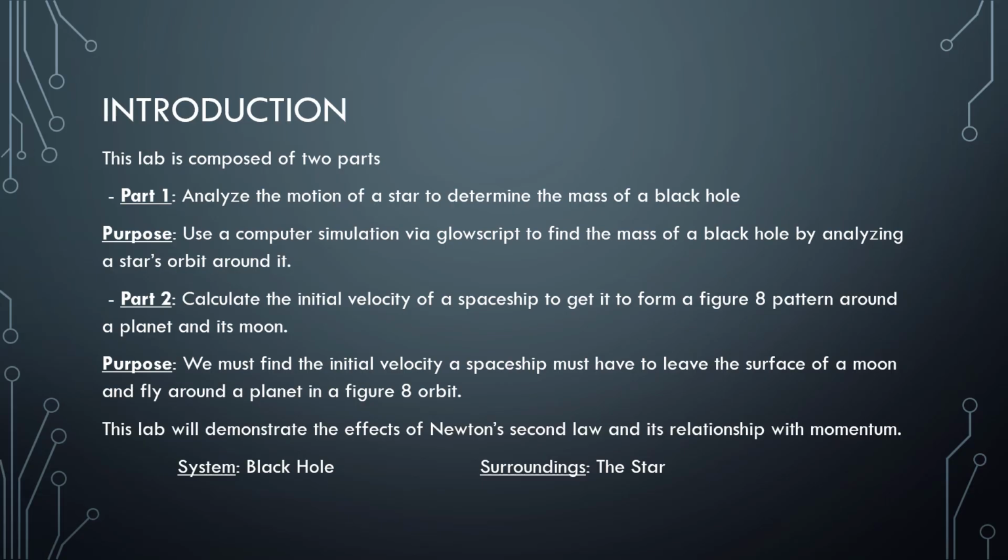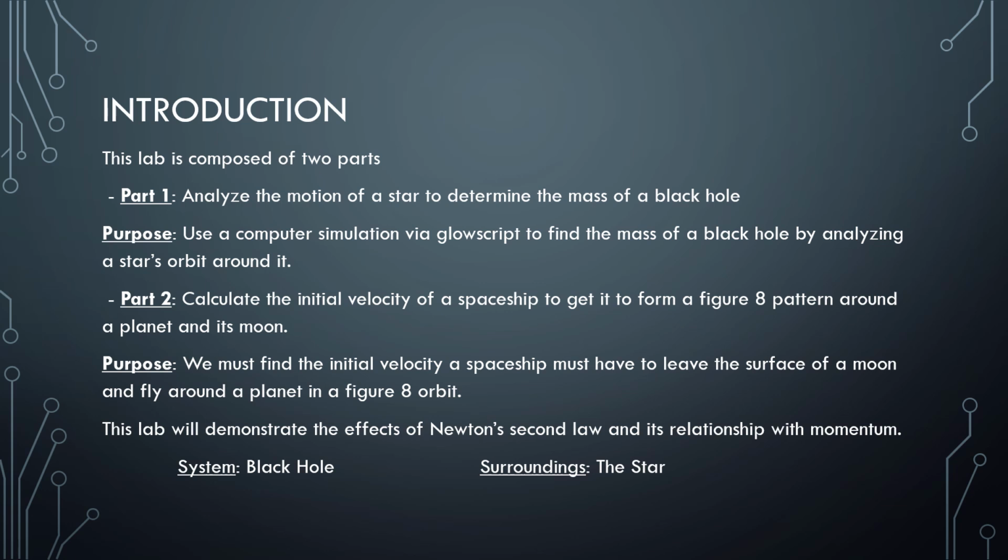For a quick introduction on this lab, it's composed of two parts. In part 1, we analyze the motion of a star to determine the mass of a black hole. We do this by using a computer simulation via GlowScript to find the mass of the black hole by analyzing a star's orbit around it.